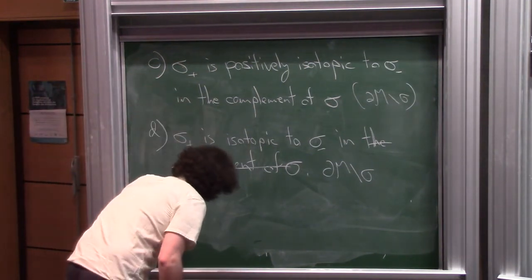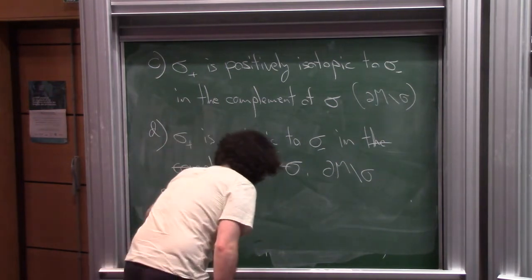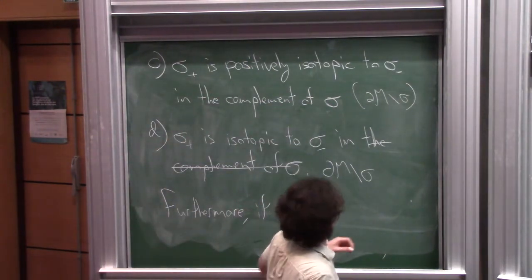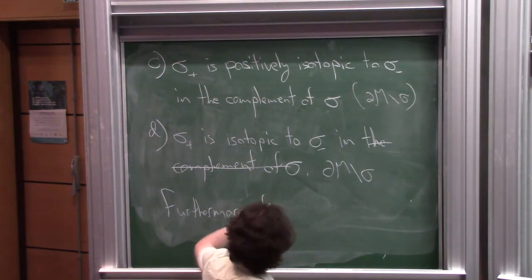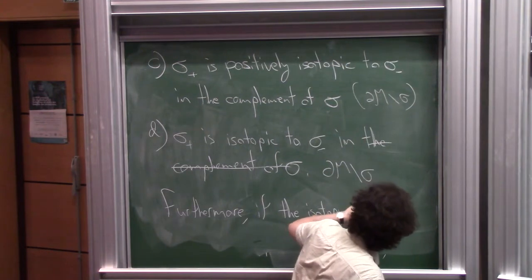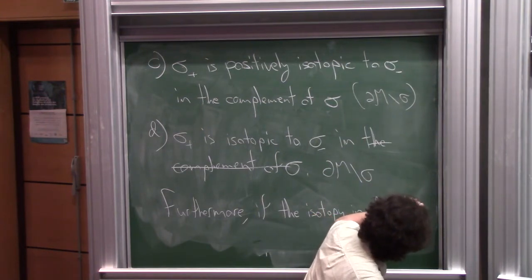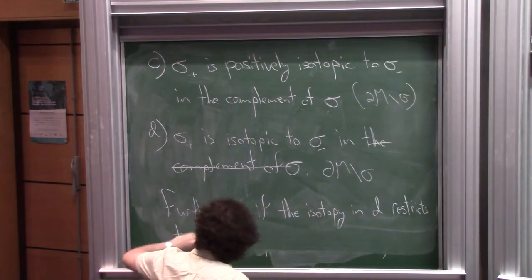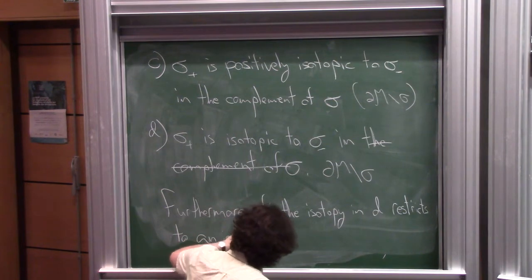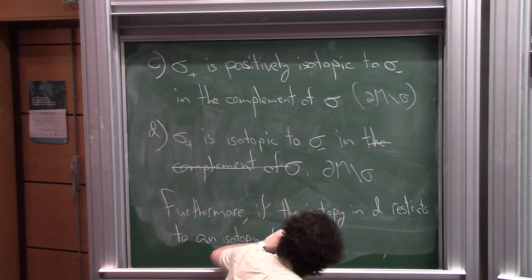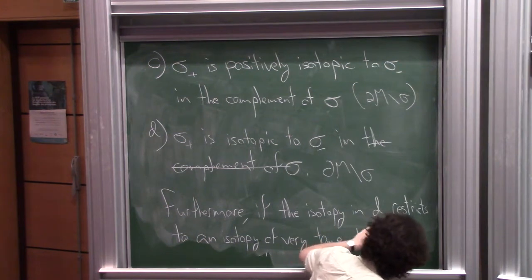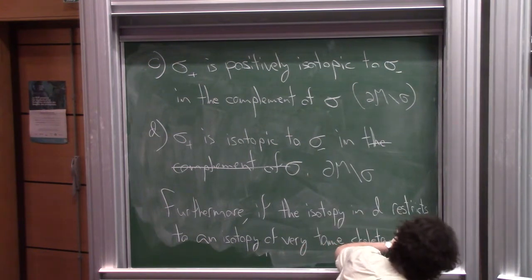But let's say furthermore, if the isotopy in D restricts to an isotopy of very tame skeleton, then D implies A.